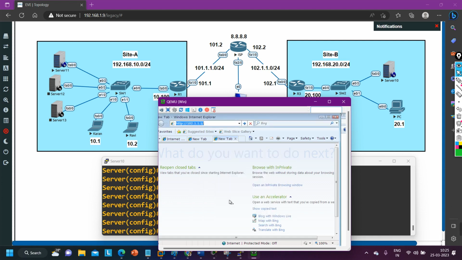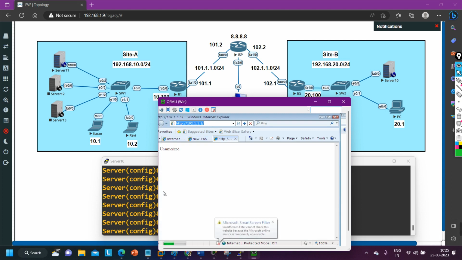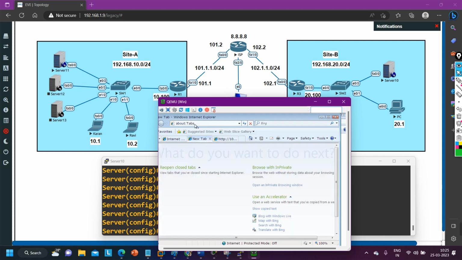Cisco 123. Actually, this is how you can take GUI access of the router, yes or no. I try to take GUI access, but it's saying unauthorized. Let me do the same thing again in a new tab.